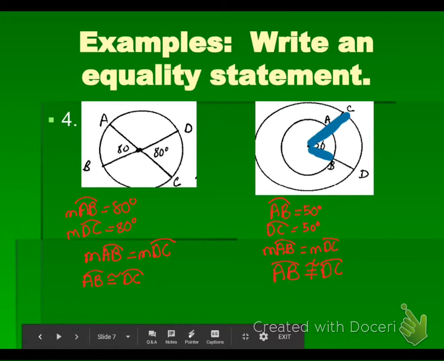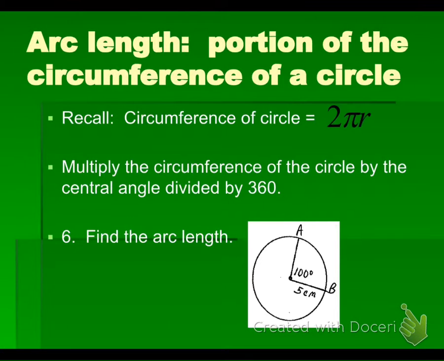So, you have to recall when we're finding arc length that it's going to be a proportion of the circumference of the circle, because the arc length itself is part of the circle's circumference. The formula for circumference is 2 pi r. We're going to need that. You need to make sure you remember that. The way we find this is multiplying the circumference of the circle by your central angle and then dividing it by 360. So I wrote this out in a little bit more of an equation form.